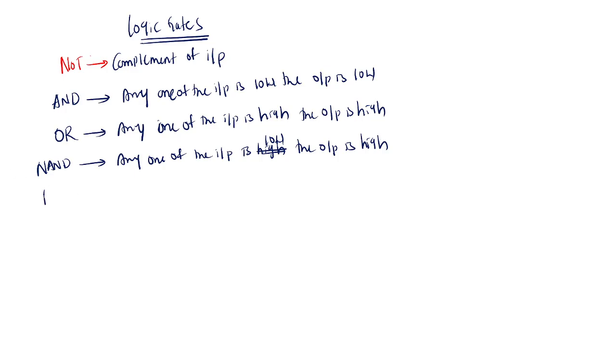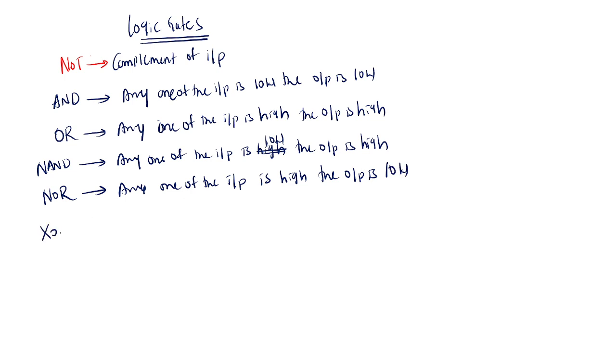NOR gate. Any one of the input is high, the output is low.